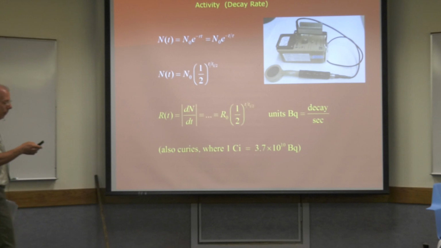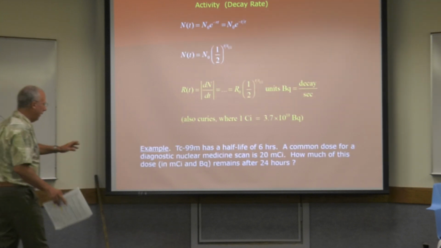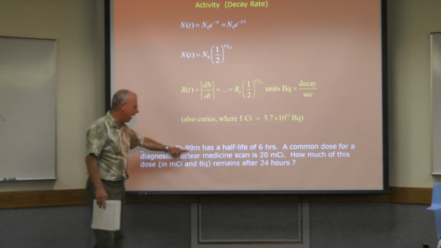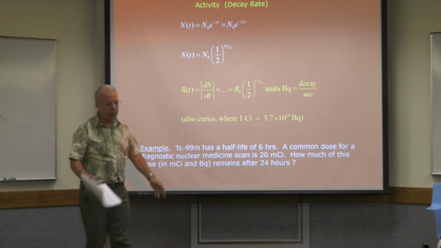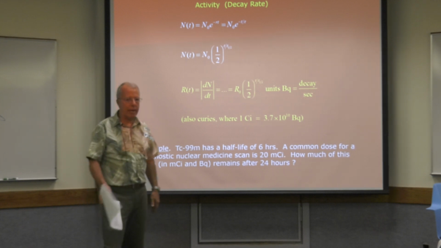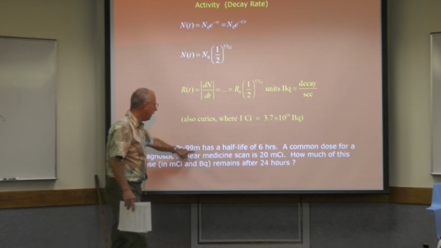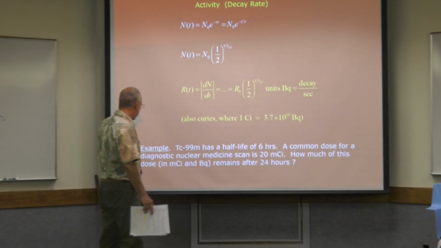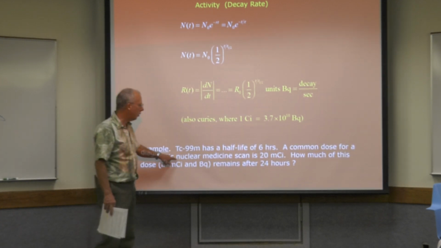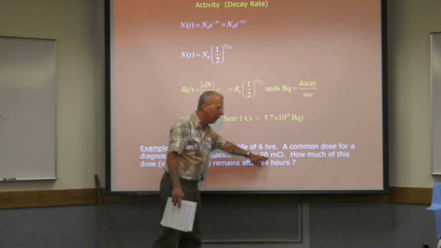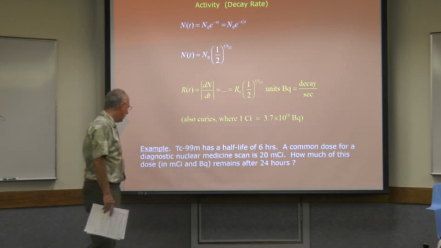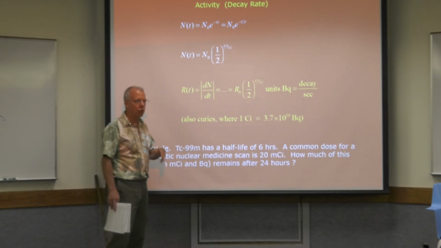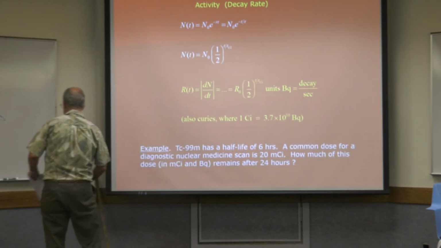So let's do an example. Okay, and this is a true life example. So technetium, or Tech-99m. That's a typical isotope used for diagnostic nuke med. So Tech-99m has a half-life of 6 hours. A common dose for a diagnostic nuclear medicine scan is 20 millicuries. How much of this dose, and let's do it in millicuries and becquerels, remains after 24 hours?